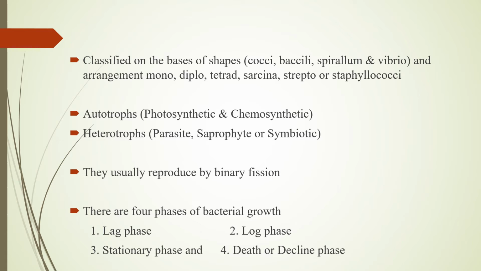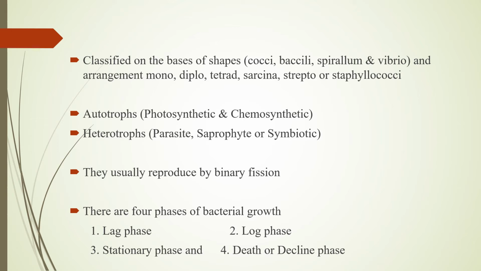They are classified on the basis of shapes: round, rod-shaped, spiral, or comma-shaped. They are also classified on the basis of arrangement: either single, known as mono, or living in groups of 2, diplo, or groups of 4, tetrad, or groups of 8, sarcina, and so on.